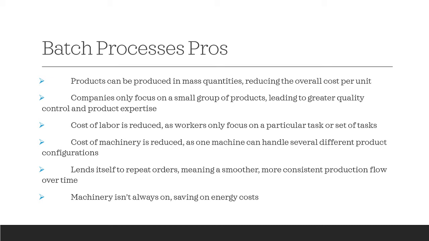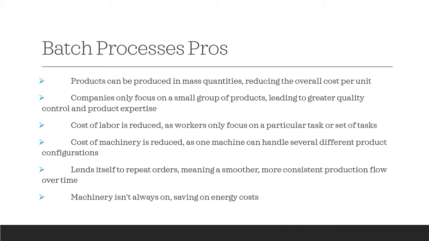Since it's a lot smaller of a process, machines are usually programmed and built to produce the different types of products that are being produced in those processes. It lends itself to repeat orders, meaning a smoother, more consistent product flow over time. It's easier to make the same thing multiple times than to continuously have to change and make different products.